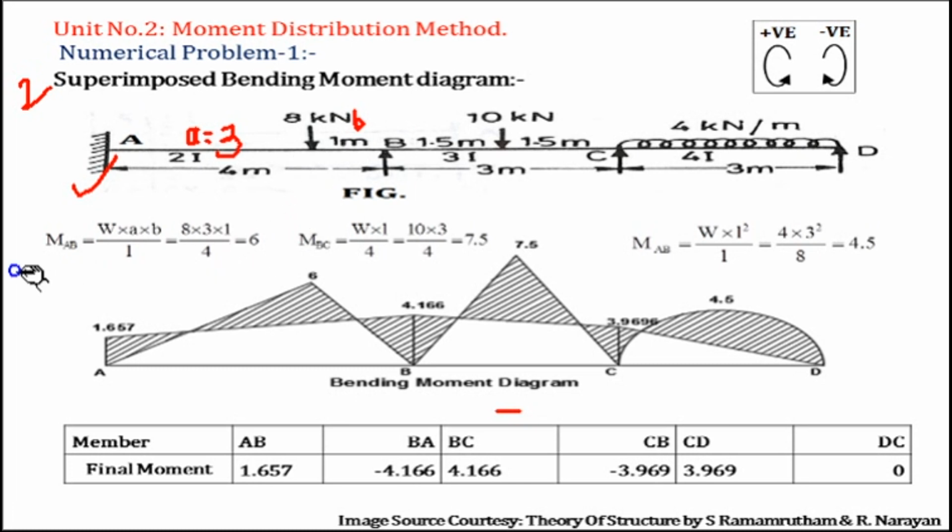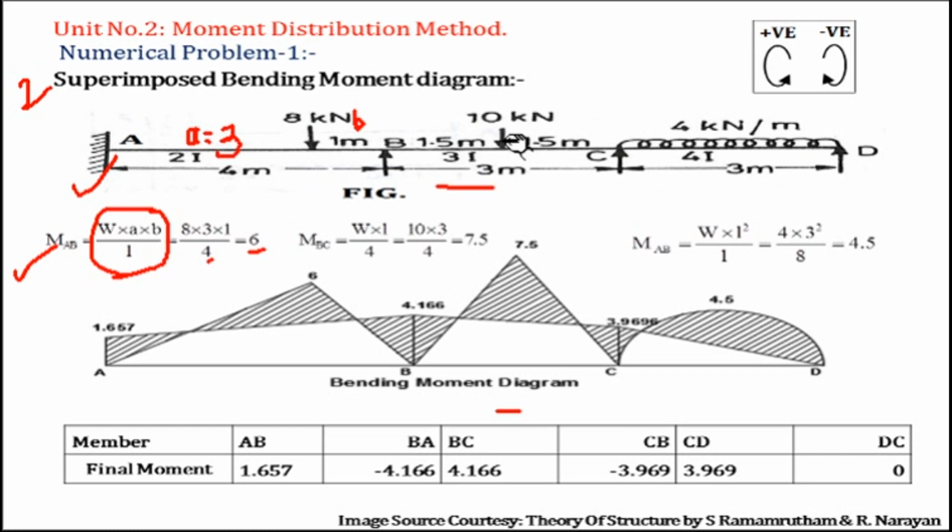So first find out the free bending moment value. For an unsymmetrical point load, the equation is WAB by L. A means 3, B means 1, load is 8, and span is 4, putting the values we have 6 kN meter.